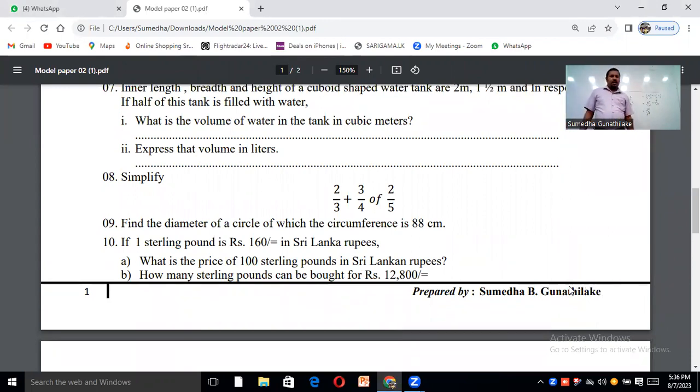Find the diameter of a circle of which the circumference is 88 centimeters. Find the diameter of the circle. The circumference is 88 centimeters.